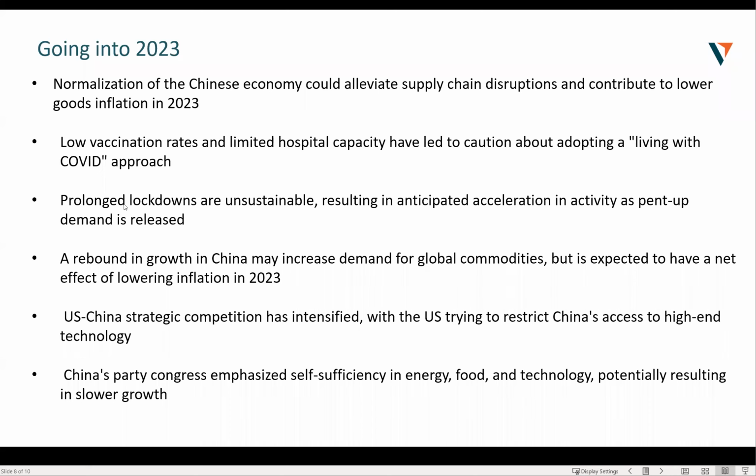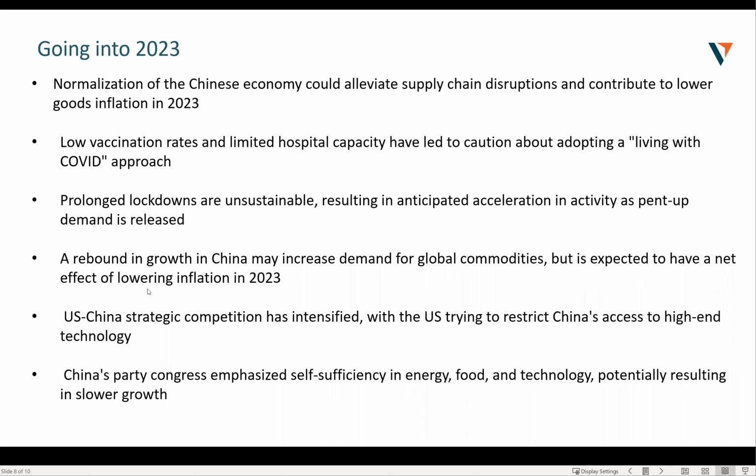Prolonged lockdowns, however, are unsustainable, right? So we can see that when there are prolonged lockdowns, right, it's taking a hit on economic activities. So when restrictions are eased, we should be seeing pent-up demand coming up as well, right? So this should provide a boost to the economy as well as market risk sentiment.